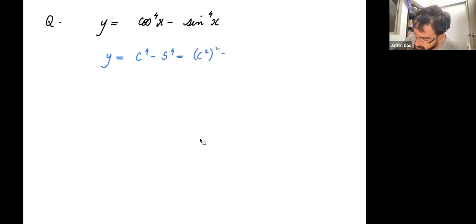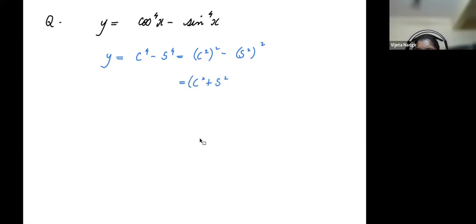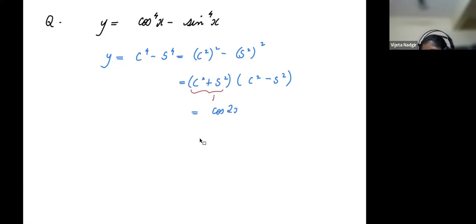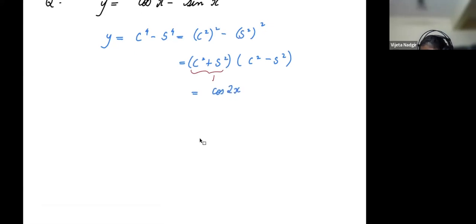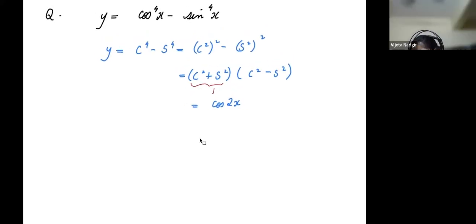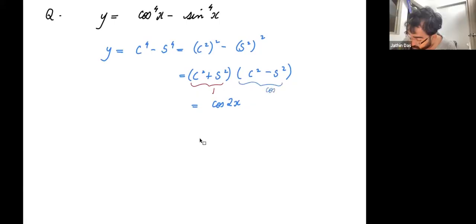Did you use a square minus b square? Now what is this? 1. And what is cos square minus sine square? Cos 2 theta. I took that whole thing as cos square 2 theta. What happened? Correct. Hey, it is cos 2x, isn't it?